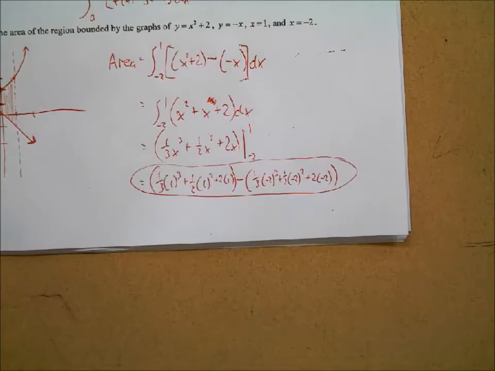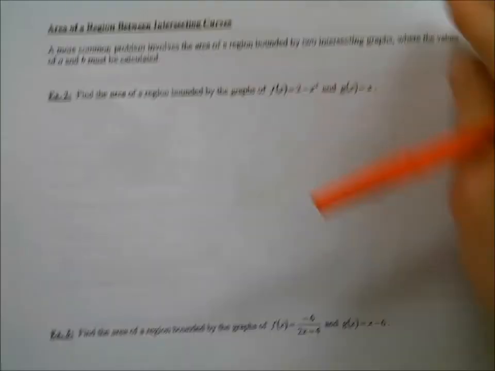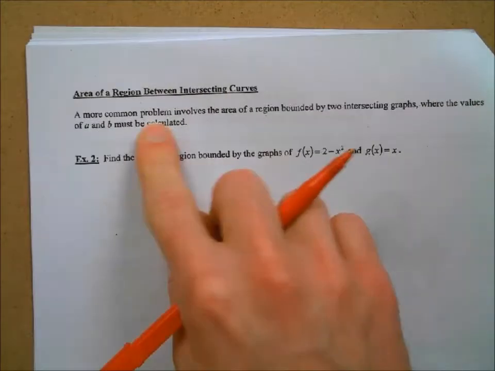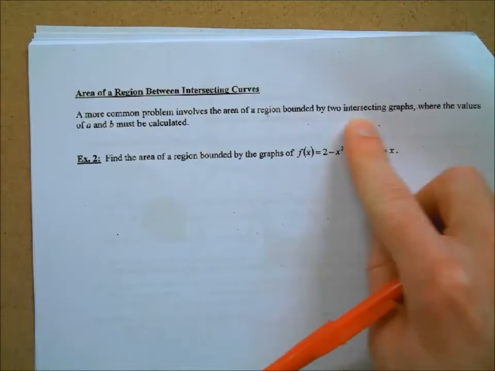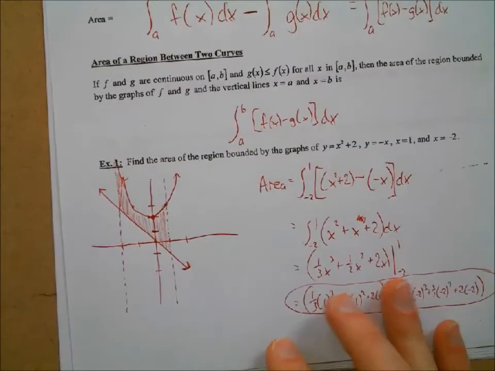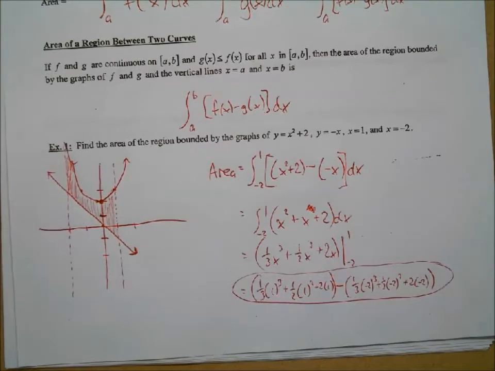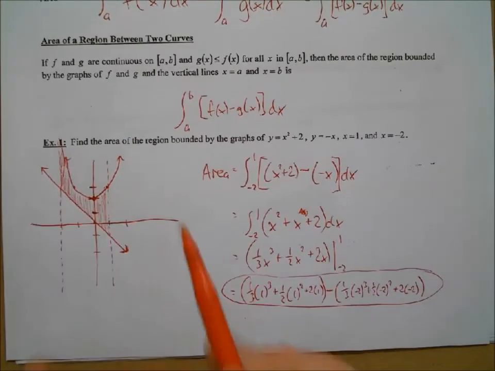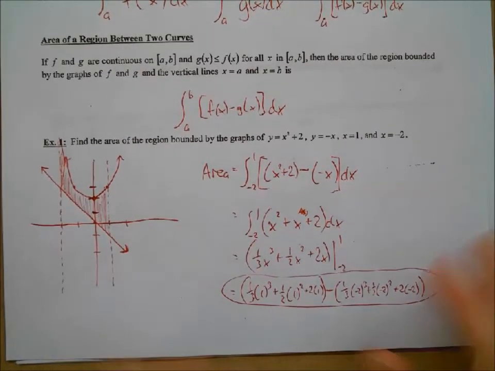Okay, so next then, we're going to turn the page here and again continue looking at the area of a region between intersecting curves. All right, so a more common problem involves the area of a region bounded by two intersecting graphs. So the idea here, if you compare it back to what we were just looking at, these graphs do not intersect. So there's no natural region created between the two curves. We had to include additional bounds here of x equals 1 and x equals negative 2 to then create a finite region.